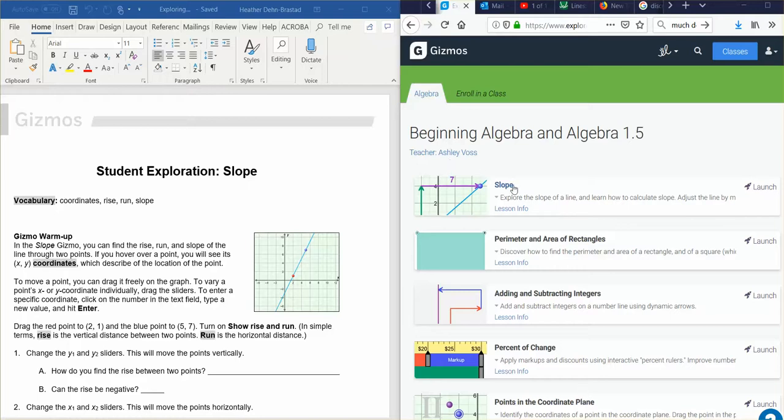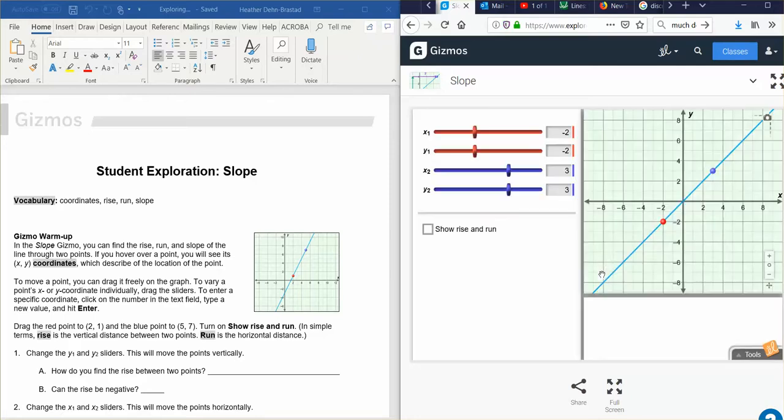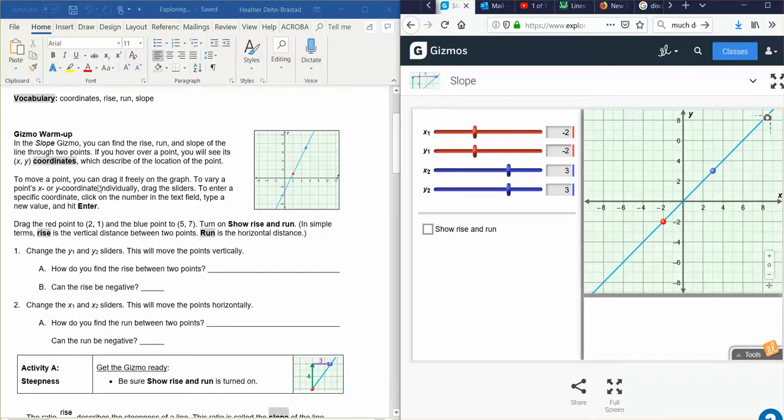And the one that we're going to be doing is right here called Slope. You can either click on Slope or Launch. It opens up the same Gizmo. Now let's look at the directions on the worksheet. It says that in the slope gizmo you can find the rise, run, and slope of the line through 2 points. I'm going to click on Show Rise and Run.